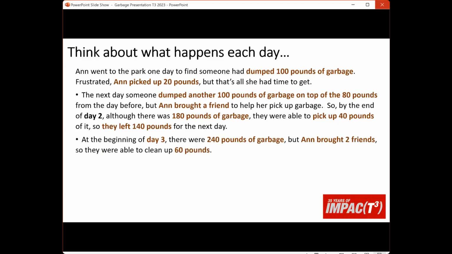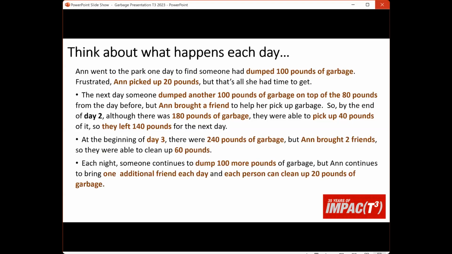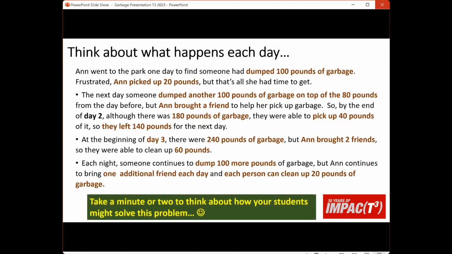Okay. Now, I want you to think about this. There were 240 pounds. They clean up 60. What does that mean? If each night someone continues to dump 100 more pounds of garbage, but Anne continues to bring one additional friend each day, just one more, and each person can clean up 20 pounds of garbage, will they catch up? Can the garbage be cleaned up completely?